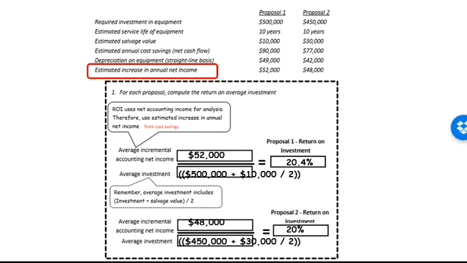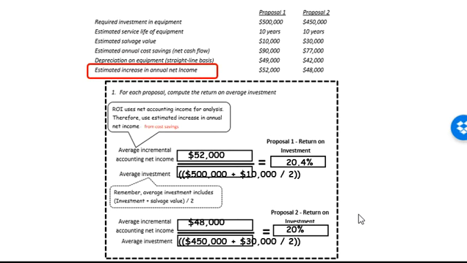So in this case, under the payback method, if we have the choice between two separate proposals, we would pick the proposal with the highest return on investment. And in this case, it's 20.4% would be proposal 1, which is higher than proposal 2, which is 20%.